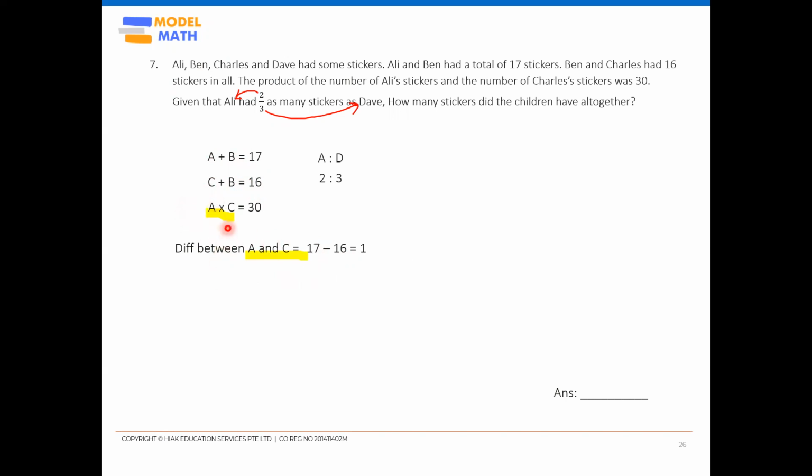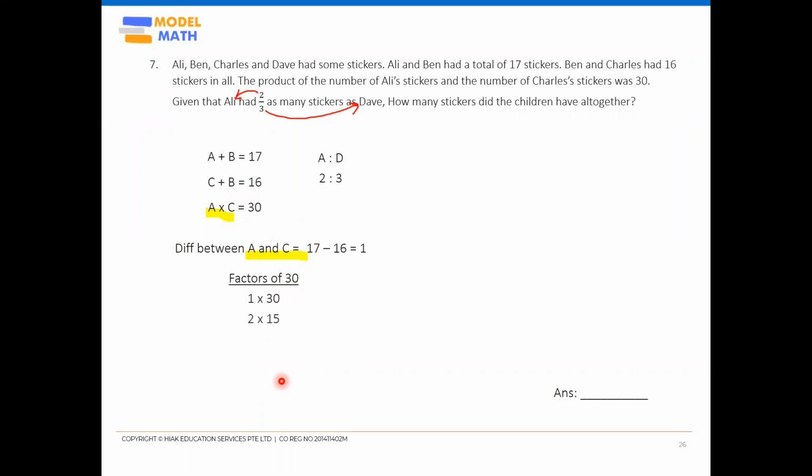So what I'm going to do next is, because I don't know how many is A, and I also don't know how many stickers belong to C, we only know this times this equals 30. So what I can think of is trying to figure out the factors of 30, because A and C are both factors of 30. So we're going to list out all the possible products that give me 30. We'll start off with 1 times 30.